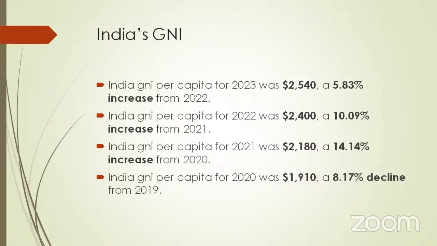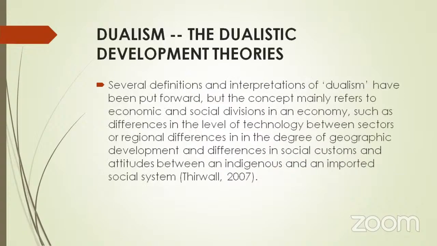So, what is dualism? As I said, always start with the definition and who defines it. Dualism mainly refers to economic and social divisions in an economy, such as differences in technology, sectoral differences, and regional differences. We see dualism all around.